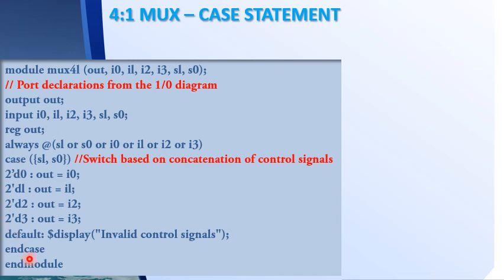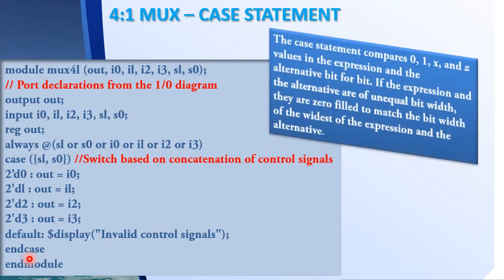Okay. And one more point, that is the case statement compares 0, 1, X and Z values in the expression and the alternative bit for bit. So here it is going to check the case expression with the alternatives bit by bit. So in any case, if the size of the expression and the alternatives are not matching, then zeros are filled either in the expression or in the alternative, whichever is smaller, to the width of the entity which is of greater width.